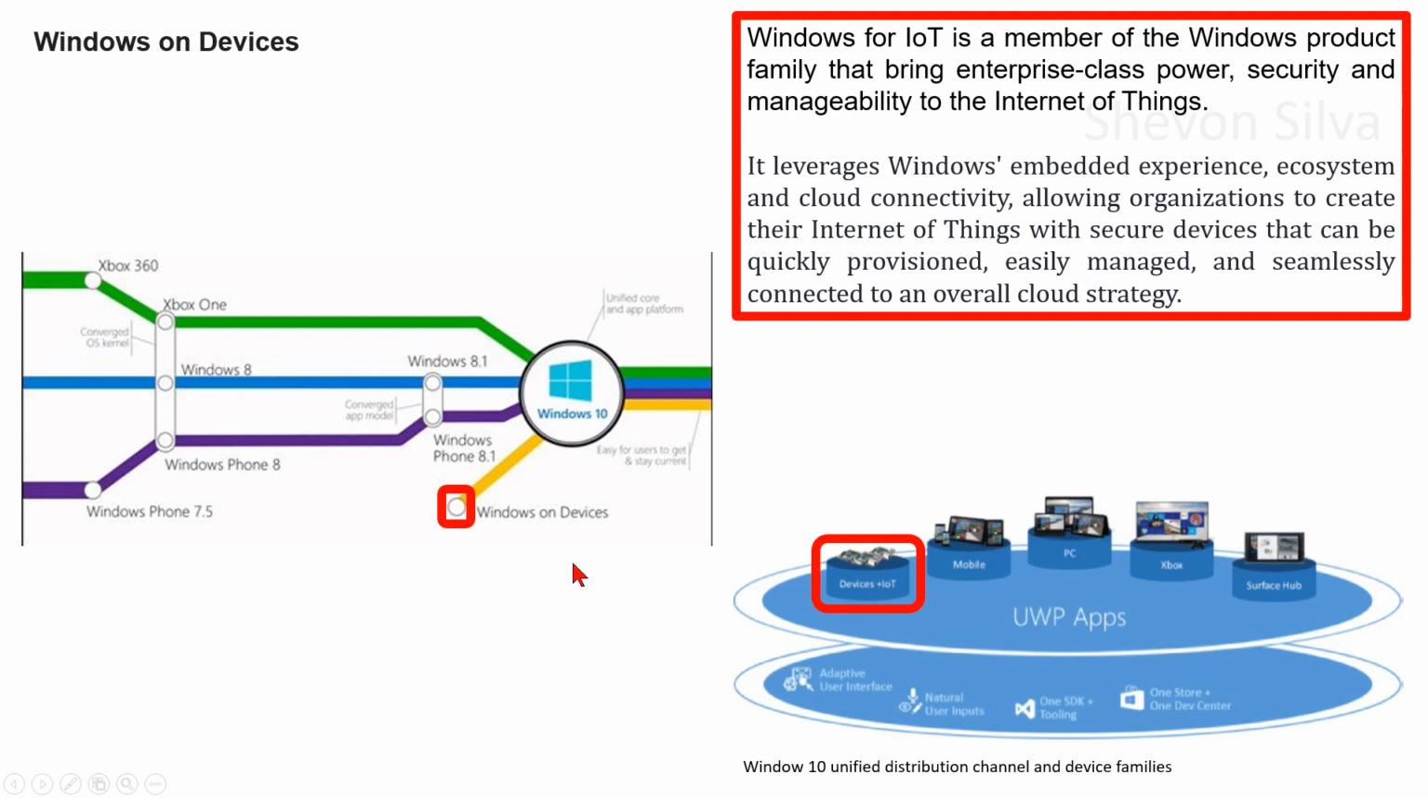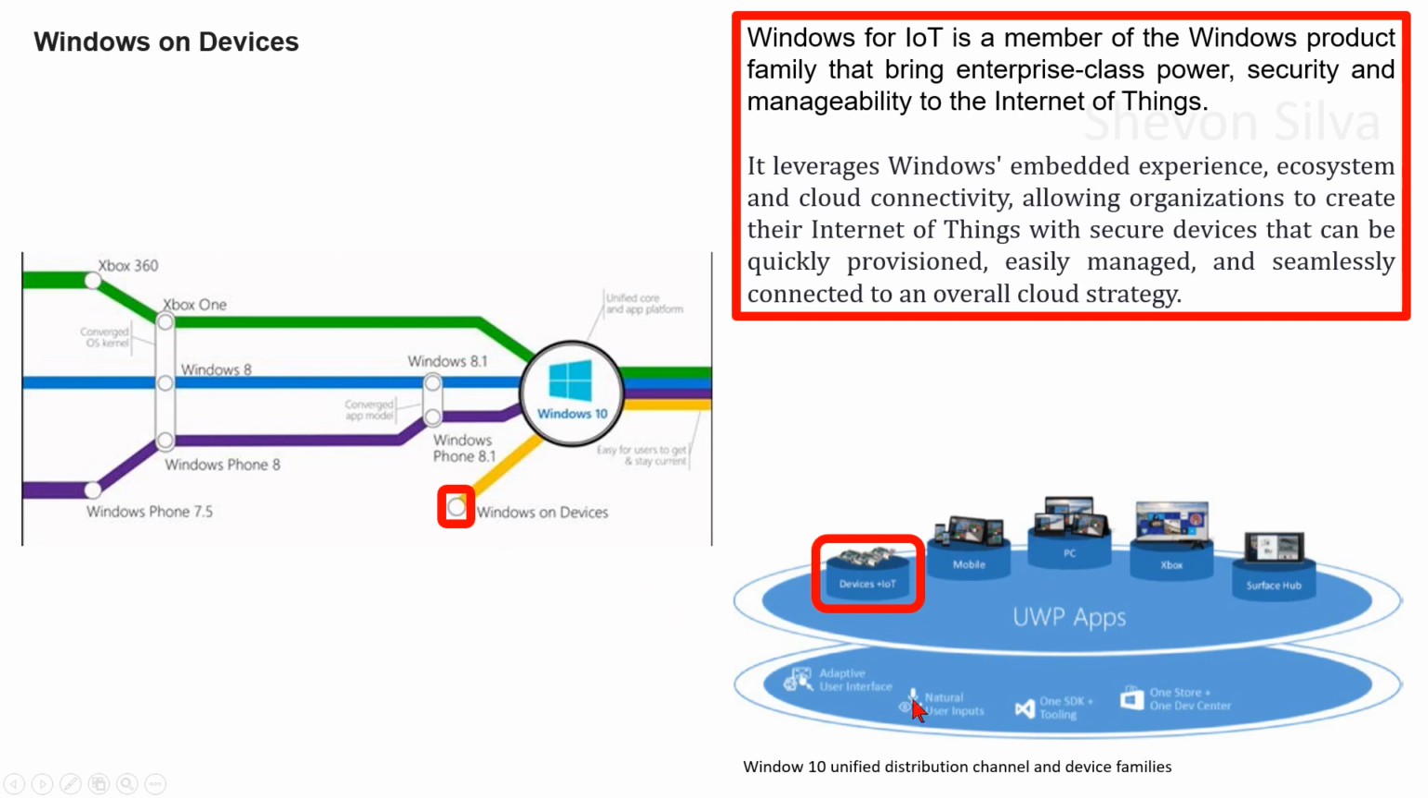Now we are focusing on Windows on devices. Windows for IoT is a member of the Windows product family that brings enterprise class power, security and manageability to the Internet of Things. It leverages Windows embedded experience, ecosystem, and cloud connectivity, allowing organizations to create their Internet of Things with secure devices that can be quickly provisioned, easily managed, and seamlessly connected to an overall cloud strategy.